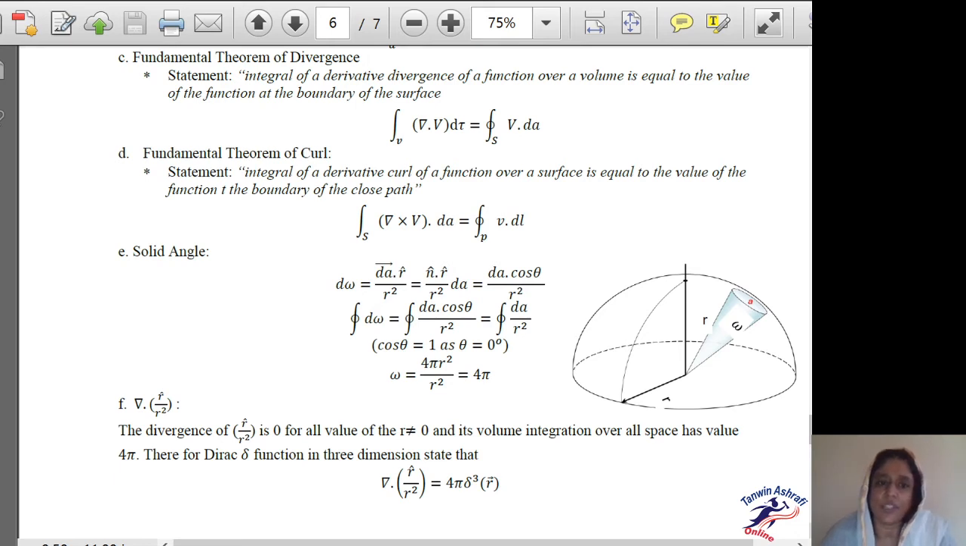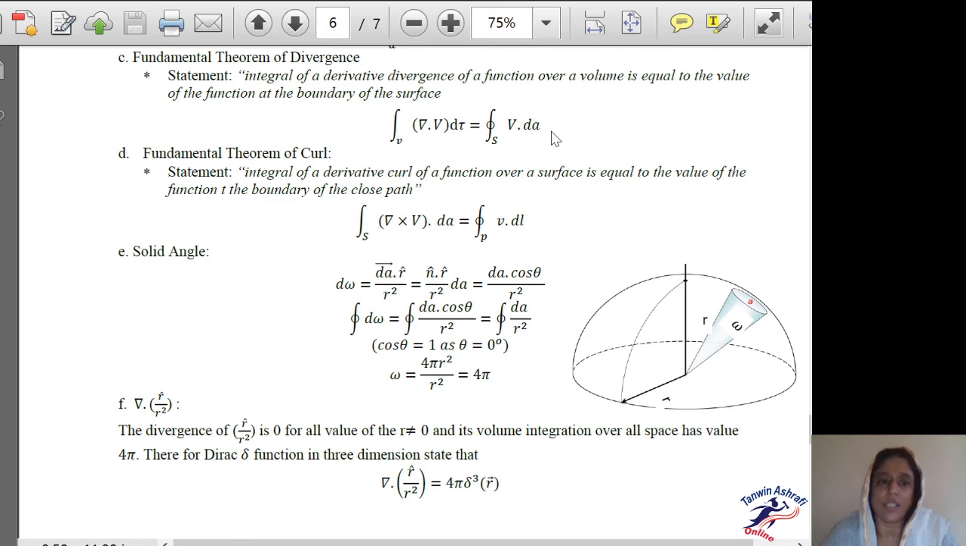Divergence of the function. Fundamental theorem of divergence. The integral of the derivative, the divergence of a function over a volume, is equal to the value of the function at the boundary surface. That means over the volume, if we find the divergence of V, it is equal to the integration over a closed surface of V dot dA.